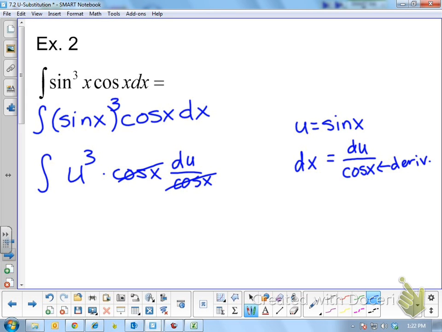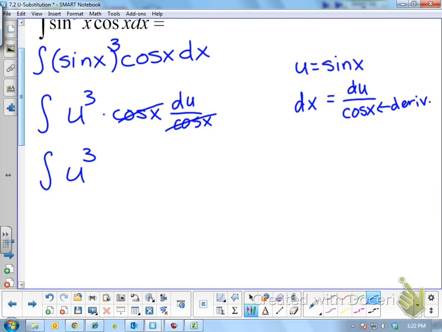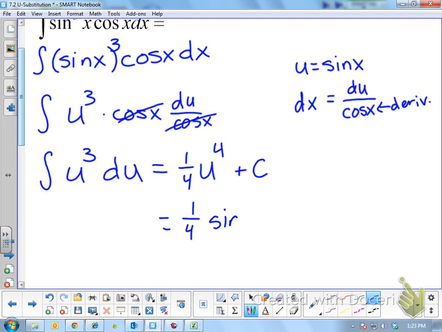We just now have a polynomial, so we can do anti-power rule pretty easily. So we add 1, we get u to the 4th, divide by 4, plus c. And then what do I need to do to finish this? Substitute u back in. So we get 1/4 sine x to the 4th, or sine to the 4th x. If you write sine x to the 4th, you would have to write sine x back in parentheses.